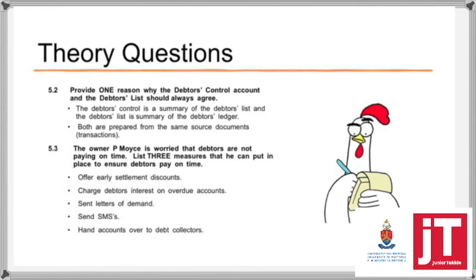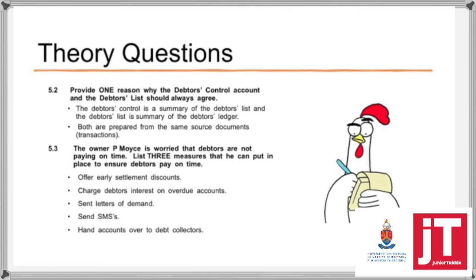Now, moving on to the theory questions. They say 5.2, provide one reason why the debtors control account and the debtors list should always agree. Now, there's a number of reasons, but the most obvious is that the debtors control is a summary of the debtors list. So in other words, everything that goes into the debtors list as individual transactions goes into the debtors ledger as final totals of journals. And both the control account and the list is made from the same transactions and the same source documents. So if all the documents are recorded properly, they should be equal.